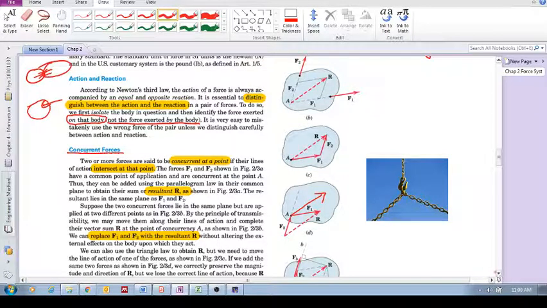Here's an example of concurrent force. Here's a real-life example. As you can see, you've got three forces in this case. They're all concurrent at a point.